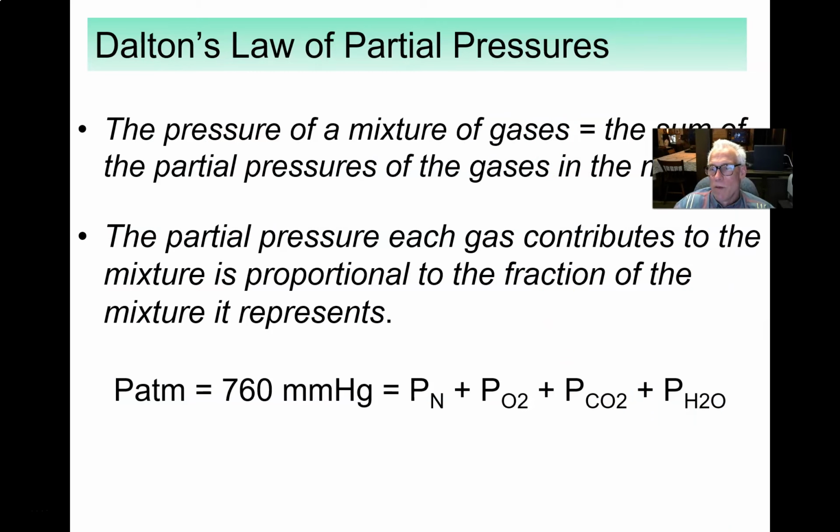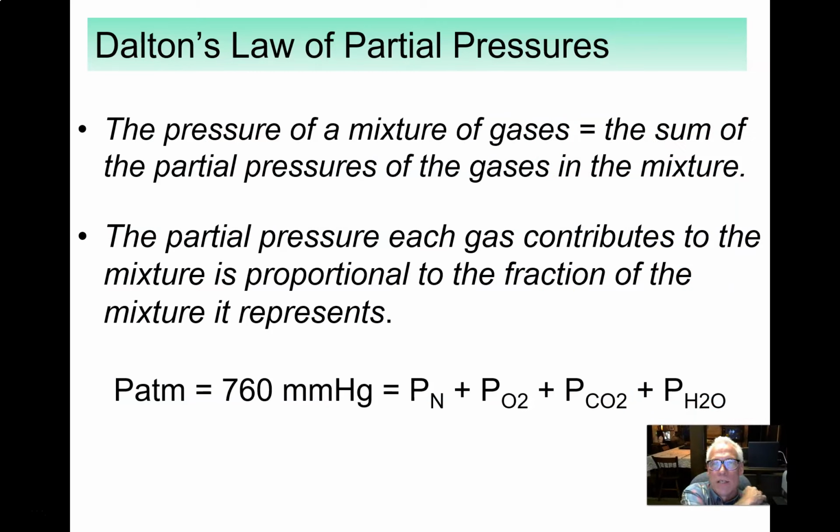Okay, let's learn a little bit about blood gases, gases in our lungs and our blood. Dalton's law of partial pressure says that if you have a bunch of gases in a mixture, the total pressure of all those gases is equal to the sum of the partial pressures of each one.